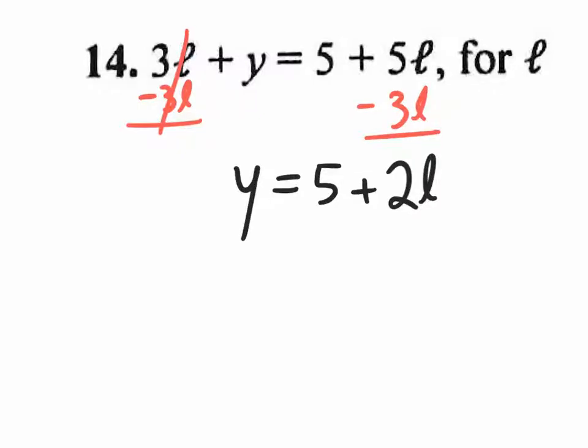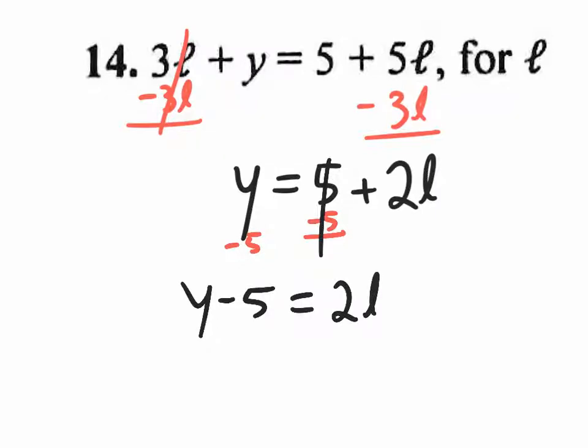If I were solving for y, if it said solve for y, this would be it. Y equals this. But it doesn't say solve for y, it's solve for L. So I'm working on getting L by itself on the right side. It used to be on both sides. Now it's just on the right side. So right here, we're going to get rid of that 5 first. So we're going to subtract 5, subtract 5. This cancels. We have the equal sign. We have 2L on the right side. We have y minus 5 on the left side.